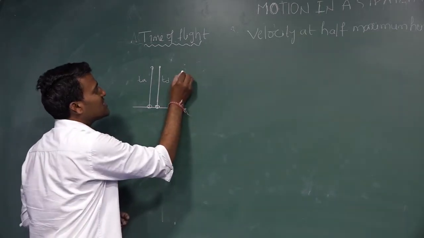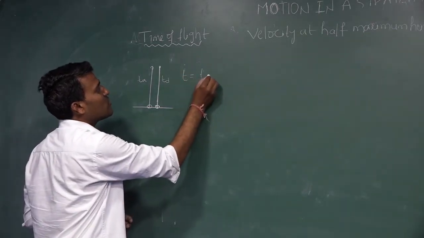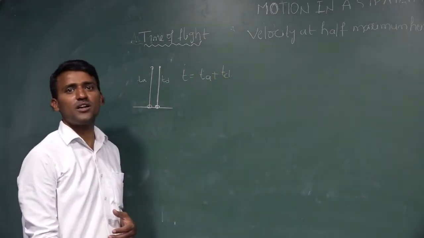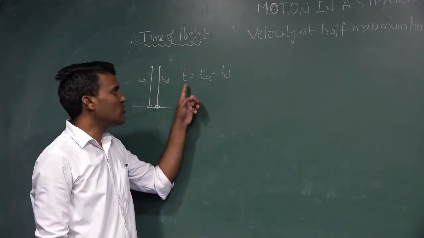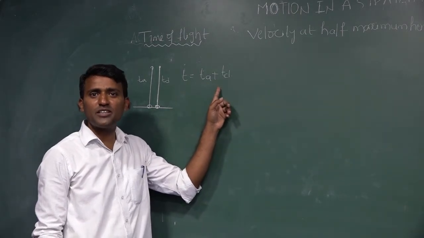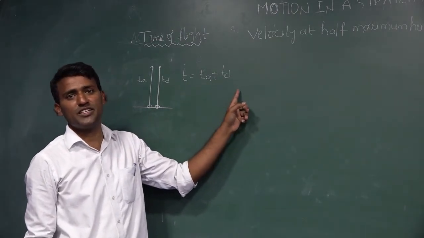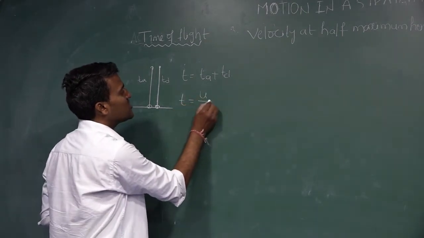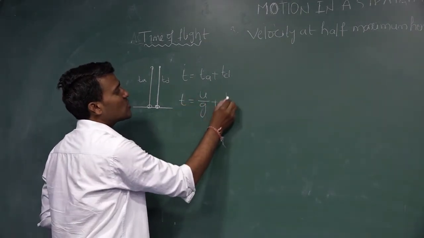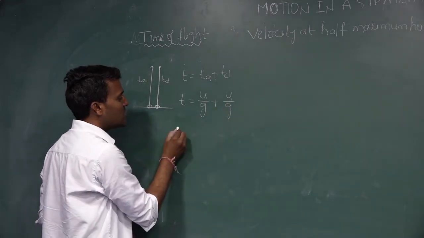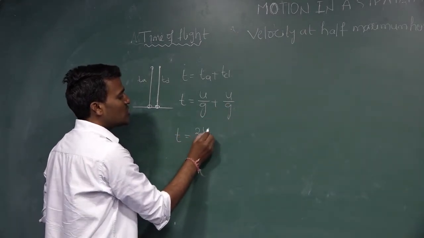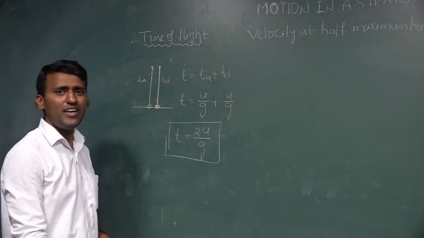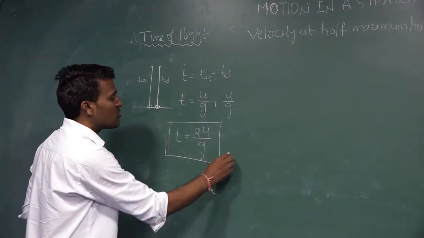So time of flight is equal to the sum of the time of ascent and time of descent. Time of ascent formula is u by g. Time of descent is equal to u by g. Then you can write time of flight is equal to 2u by g. Okay, this is about the time of flight.